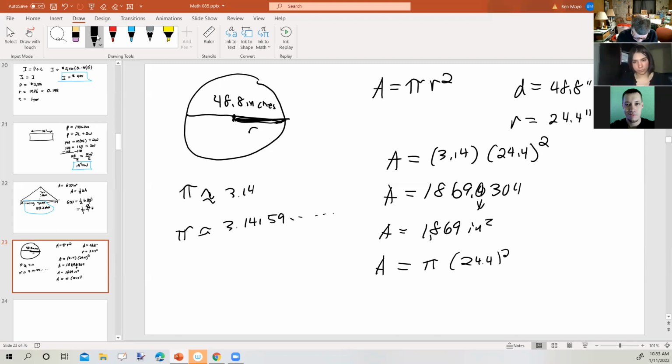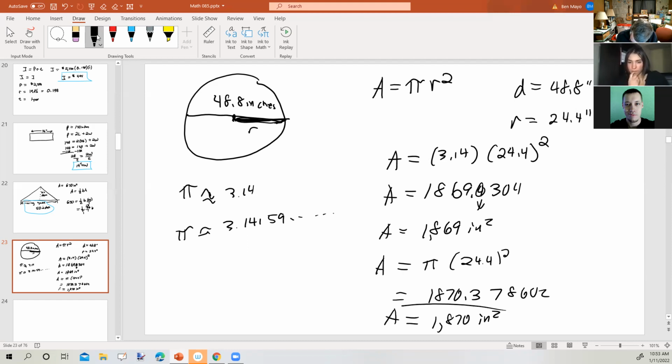So pi times 24.4 squared. And now I get 1870.378602. So that's going to give us 1870 square inches. So by using the pi button, since this is a little bit more than this, that increases our answer. So hopefully you can find a pi button on your calculator. And if you're having trouble finding it, let me know either now or at office hour or whatever, and we'll take a look at that. But any questions there? Okay.